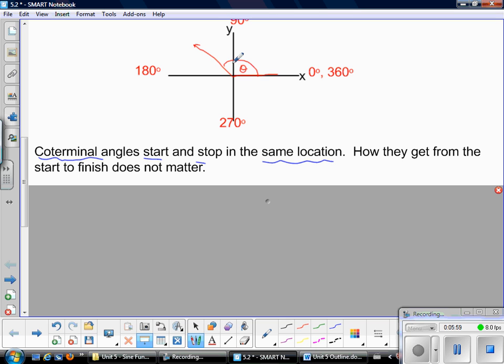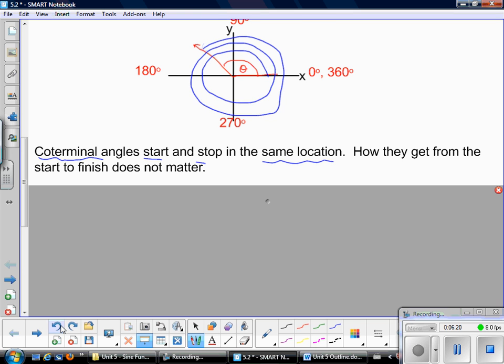Okay, so if I look at this theta here, I could keep on going around. I started in the same place. I'm going around and around and around. So this new angle, this blue one, would be coterminal to the red one, because I started in the same place and I finished in the same place.